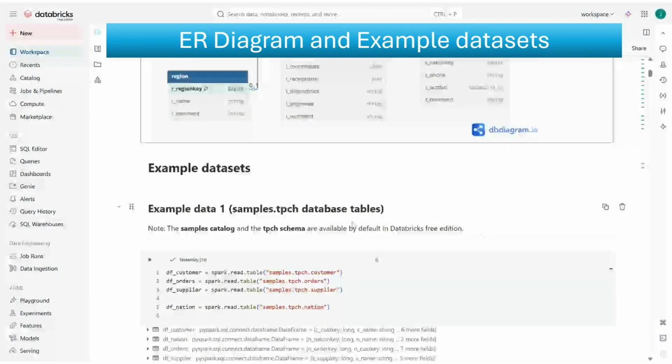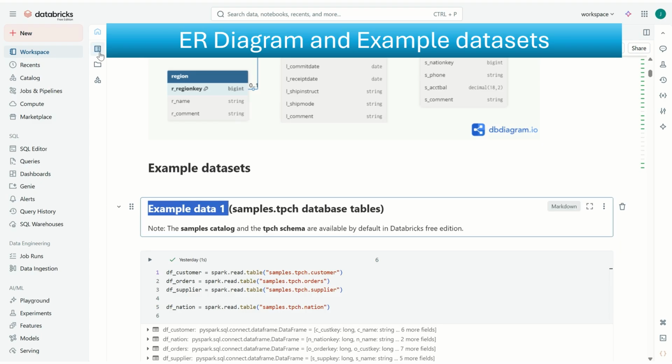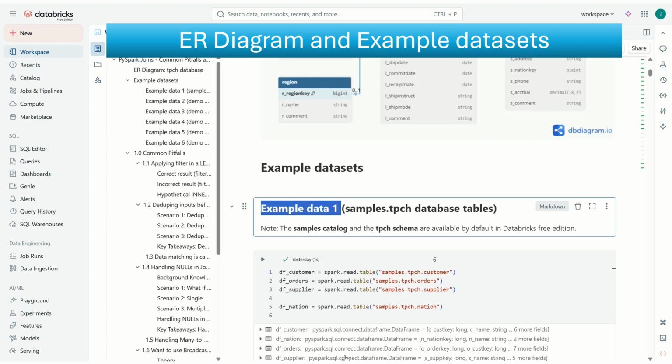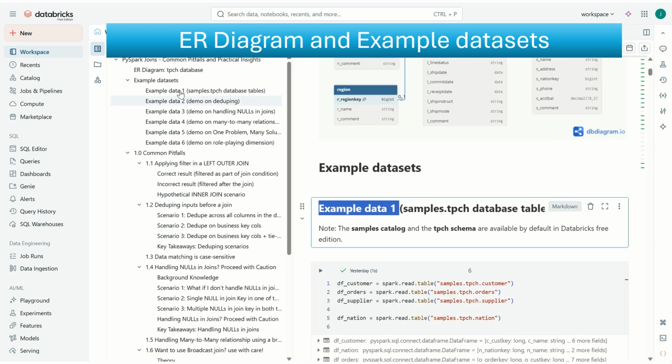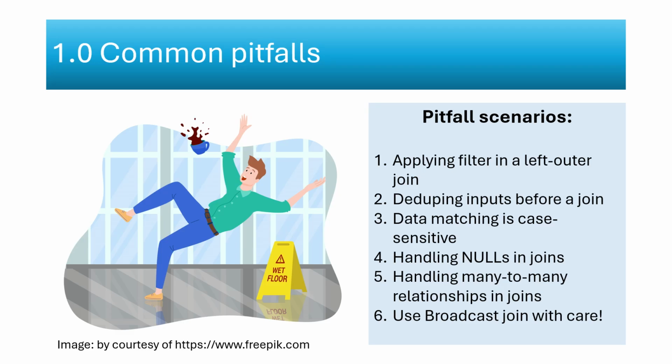Secondly, example data. This is where I am populating the example data. As you can see in the table of contents, there are 6 different data sets that I am populating for the demos in this session. All right, with that groundwork in place, let us begin with common pitfalls scenarios. In the common pitfalls section, we have 6 scenarios to go through. So let us move on to the details.